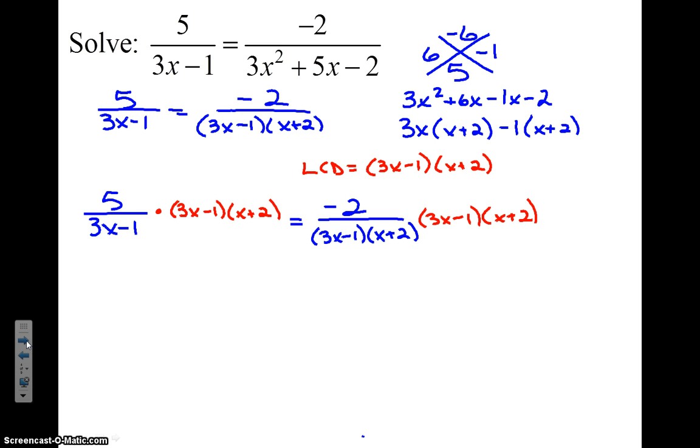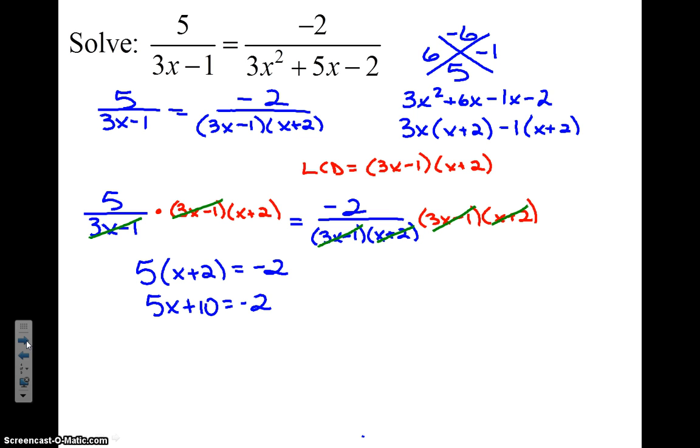Okay, so now that I have written that out, I'm going to be able to cancel because I'm multiplying. So this 3x minus 1 can be canceled with this 3x minus 1. And then here, both the 3x minus 1 and the x plus 2, each of those quantities can be simplified as well. And so what I am left with here is 5 times the quantity of x plus 2 equals -2. If I distribute, that gives me 5x plus 10 equals -2.